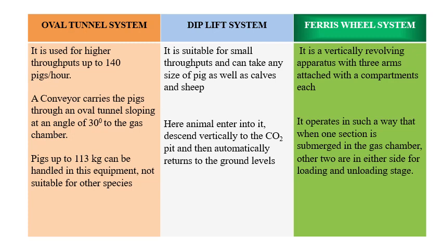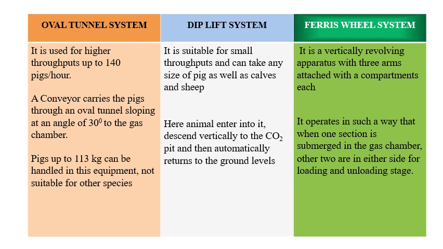It is suitable for small throughputs and can take any size of pigs as well as calves and sheep. Here the animal enters into it, descends vertically to the carbon dioxide pit and then automatically returns to the ground level. So the time is fixed. At the bottom there is the carbon dioxide chamber. Animal is loaded, it goes down and comes out. By that time it will be stunned and it will be taken for bleeding.